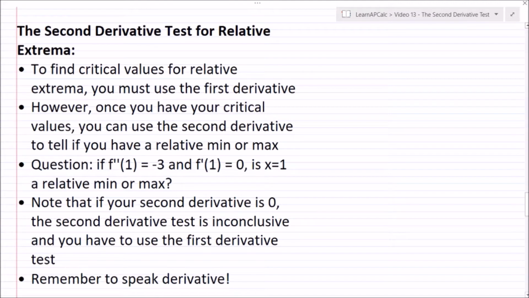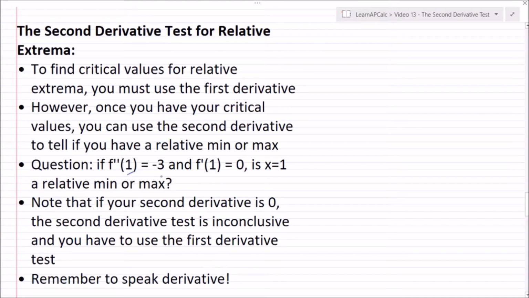Alright, so you might also know that the second derivative can also be used to test for relative extrema. So to do this, you're going to want to find critical values using the first derivative as normal. So set dy dx equal to 0 and solve for x. Now once you find your critical values, you can use the second derivative test to tell if you have a relative min or max.